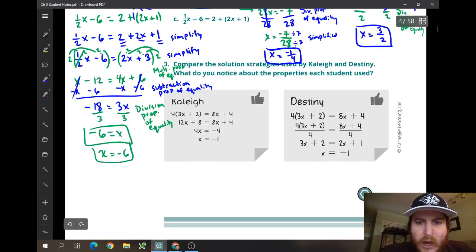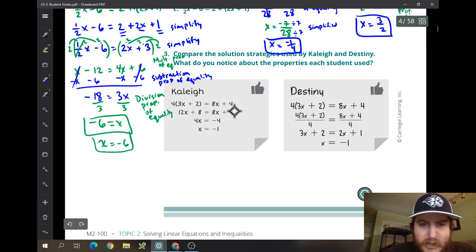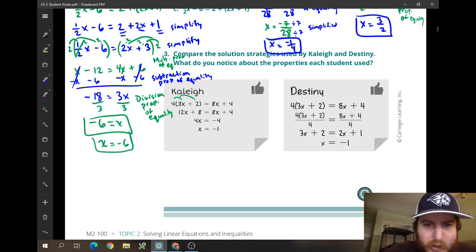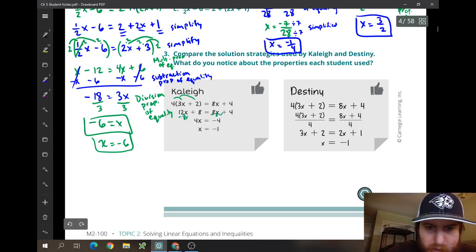So we'll go through the rest of this quickly. Compare the strategies by Kaylee and Destiny. 4 times 3x plus 2 equals 8x plus 4. And really we should say 4 times parentheses 3x plus 2. So what did she do first? It looks like she distributed. So she got 12x plus 8 equals 8x plus 4. Then what did she do next? It looks like she subtracted 8x from both sides. And she subtracted 8 from both sides. And so she got 4x equals negative 4. Then she divided both sides by 4.